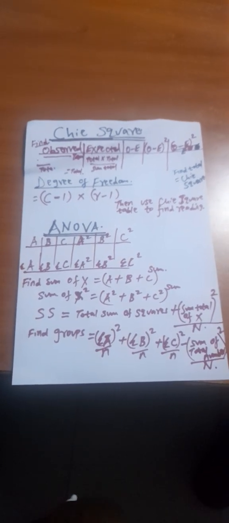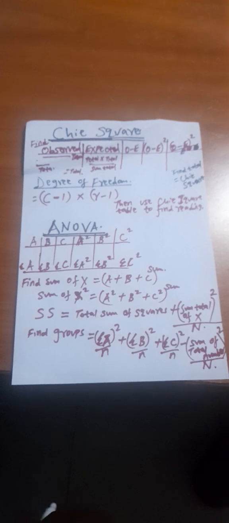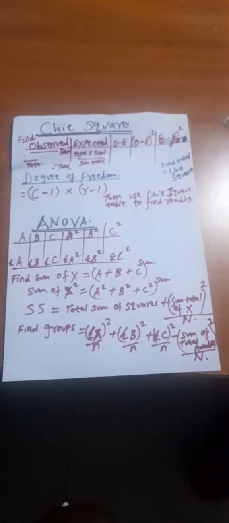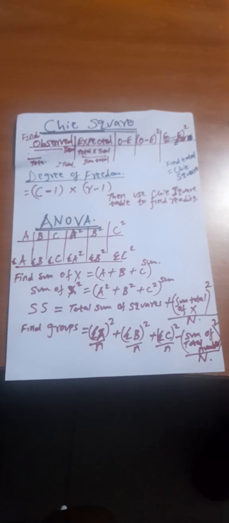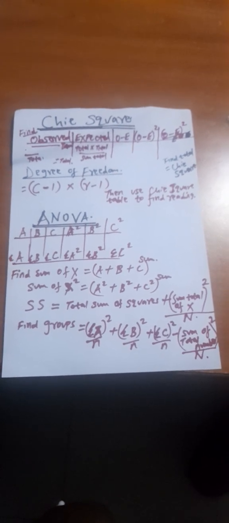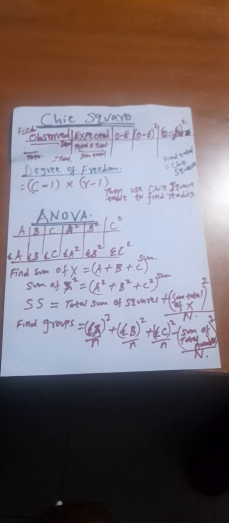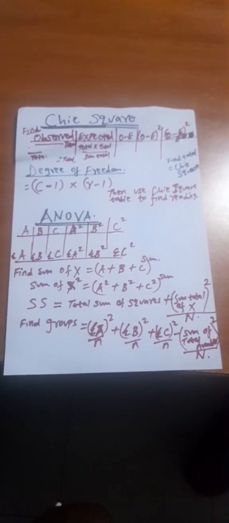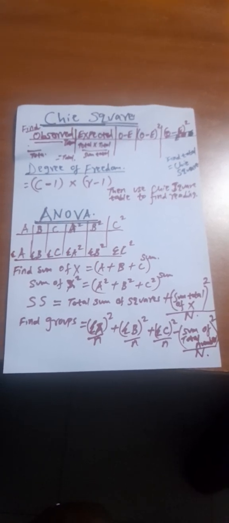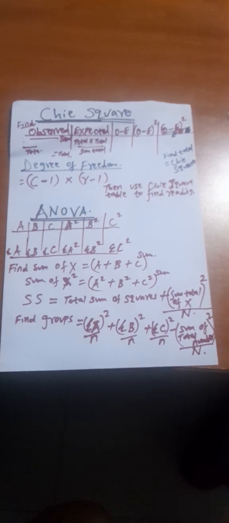Then you find the group. How do we find the group? You do the sum of A, square them over N. You do again plus the sum of B, you square them over N. Sum of C is the same, square, you divide by N. Minus the sum total of all the total numbers, square it over N.